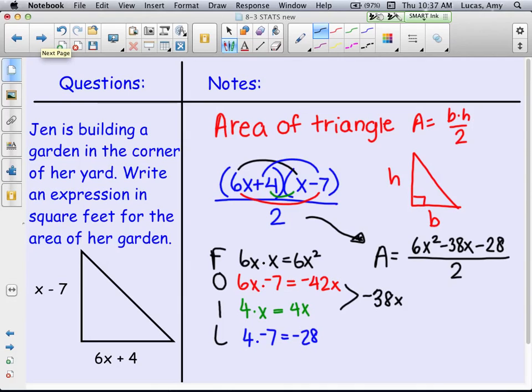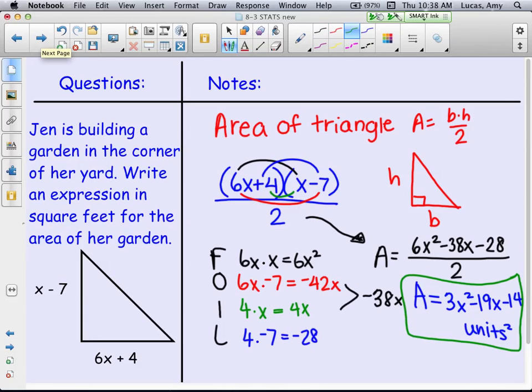So if I divide each of those by 2, my area would be 3x squared minus 19x minus 24. And that would be units squared because it's an area. So we multiply together the base times our height. We had to FOIL in order to multiply those because they're binomials. And then we took that answer and divided it by 2. To get our final answer, 3x squared minus 19x minus 14 units squared.